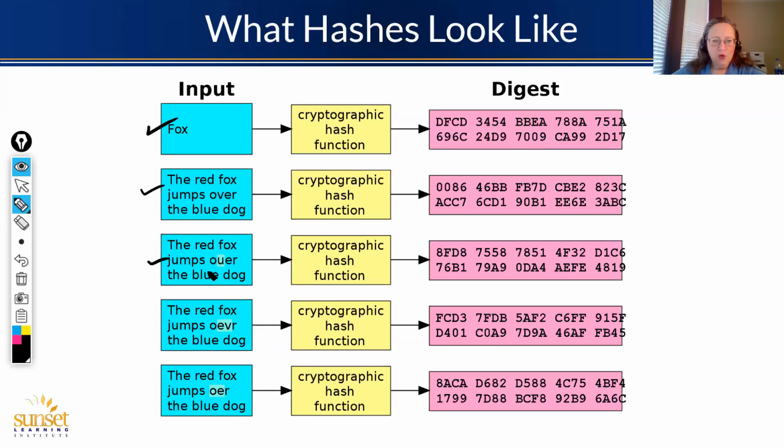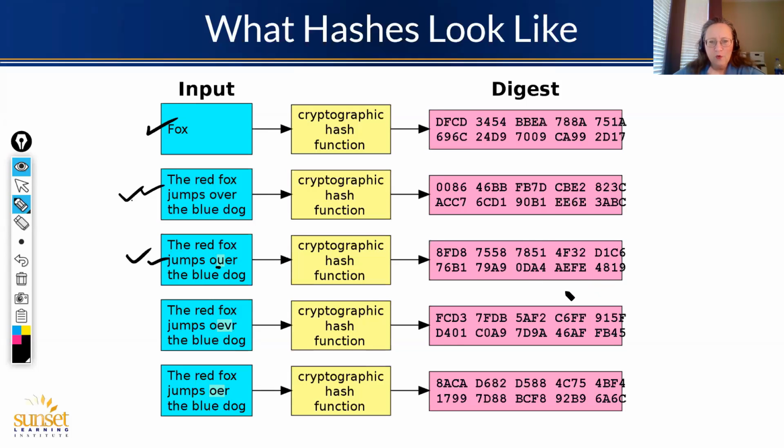And notice also the difference between these two. The red fox jumps over the blue dog. The red fox jumps hour. I've just had this one letter changed in this. And the hashing digest, the message digest, is vastly different.